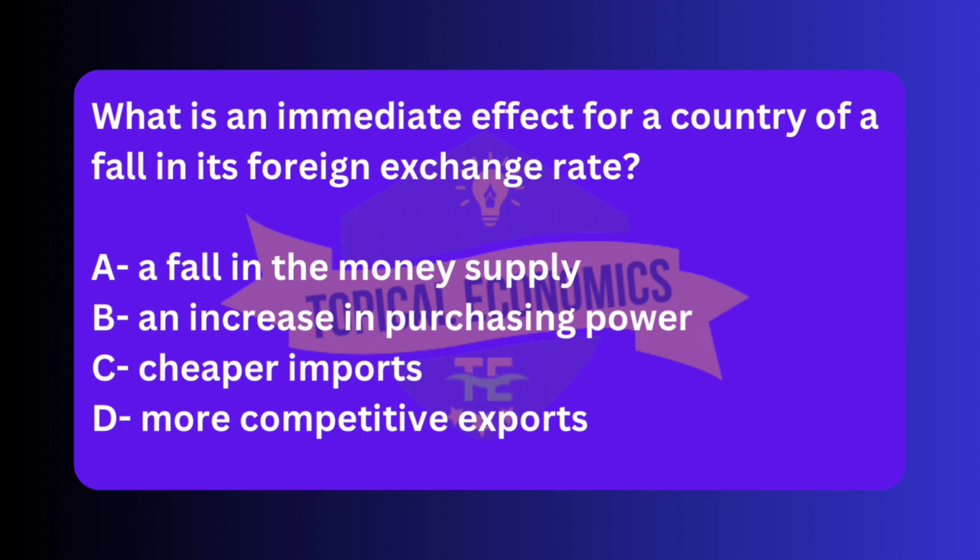Next, option B, an increase in purchasing power. A fall in the currency's exchange rate reduces purchasing power for people in the domestic country because it now costs more to buy foreign goods and services. Therefore, purchasing power actually decreases, not increases, with a weaker currency.